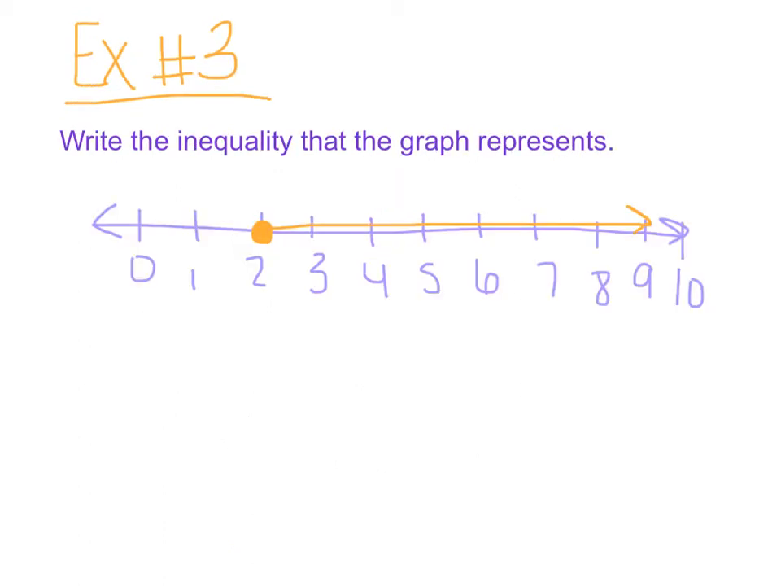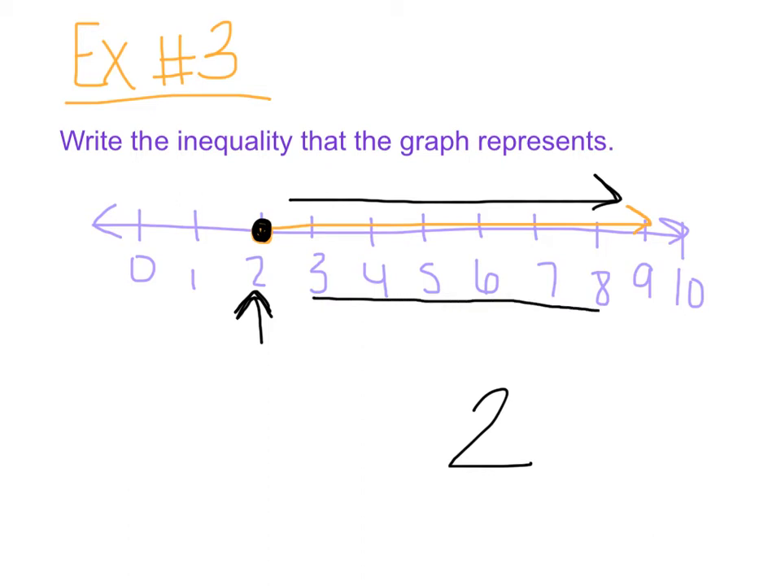Example 3. We see that the dot is on the 2, and it's a closed dot. So we know it's going to be also equal to. Remember, if it's closed, it's also equal to. Now, this time it's going toward the right, to the bigger numbers, 3, 4, 5, 6. So it's going to be greater than or equal to. That's how we write that.